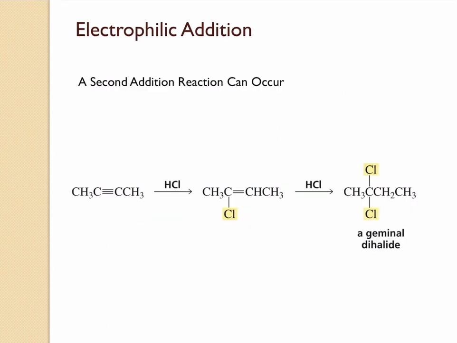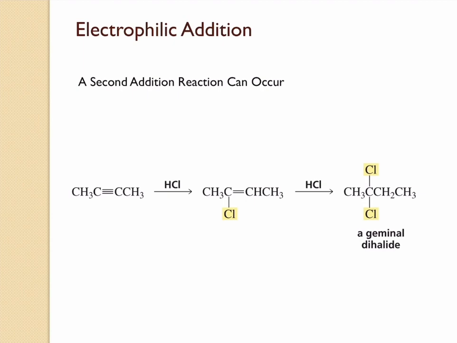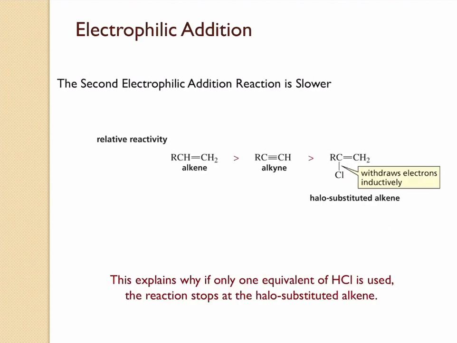Alkynes can undergo a second electrophilic addition reaction because the product that is obtained in the first electrophilic addition reaction has got a double bond. So when the second electrophilic addition reaction happens, this nucleophilic double bond is going to attack the hydrogen, and the leaving group is going to leave, and in this case it's going to result in the formation of a geminal dihalide. A geminal dihalide is a compound where the two halogens are on the same carbon. But the second electrophilic addition reaction is going to be slower because we have an electron withdrawing atom here which is going to withdraw the electrons inductively.